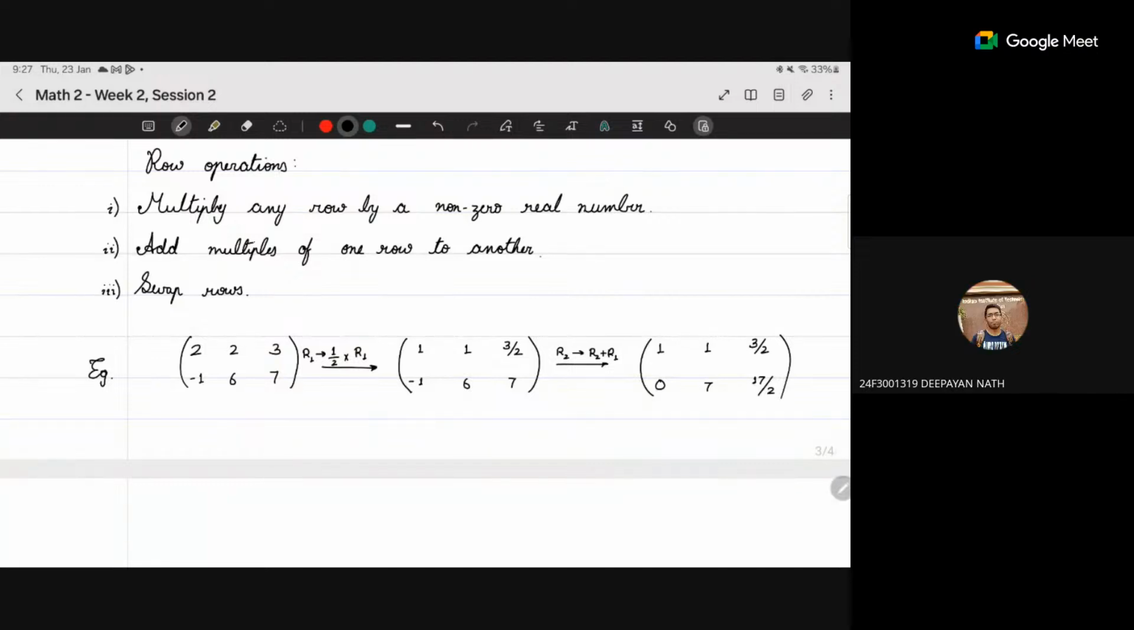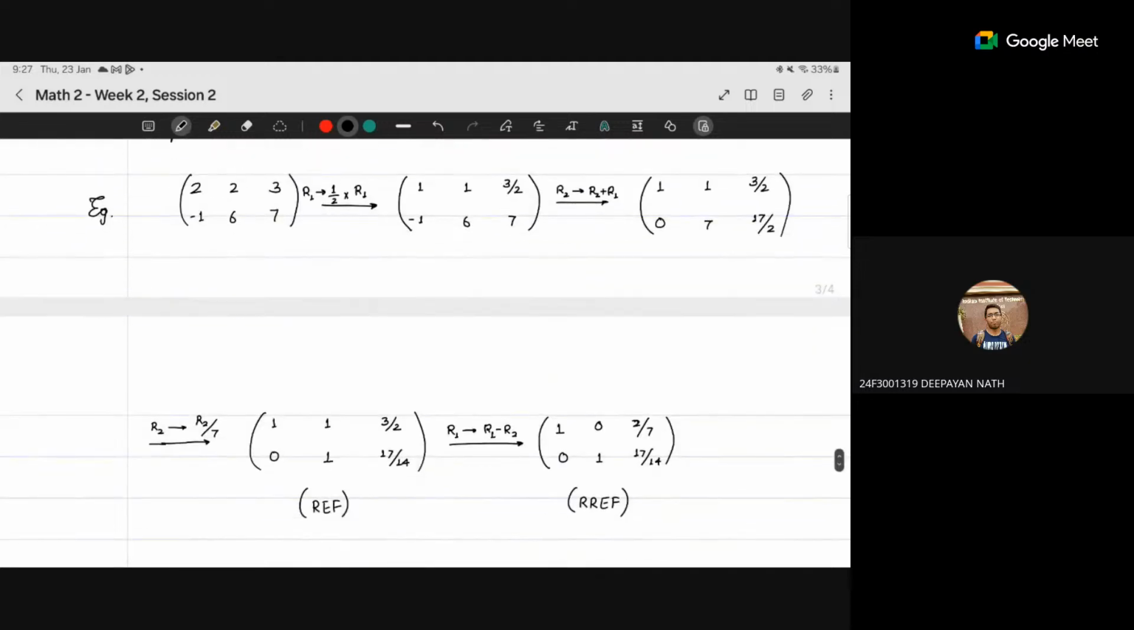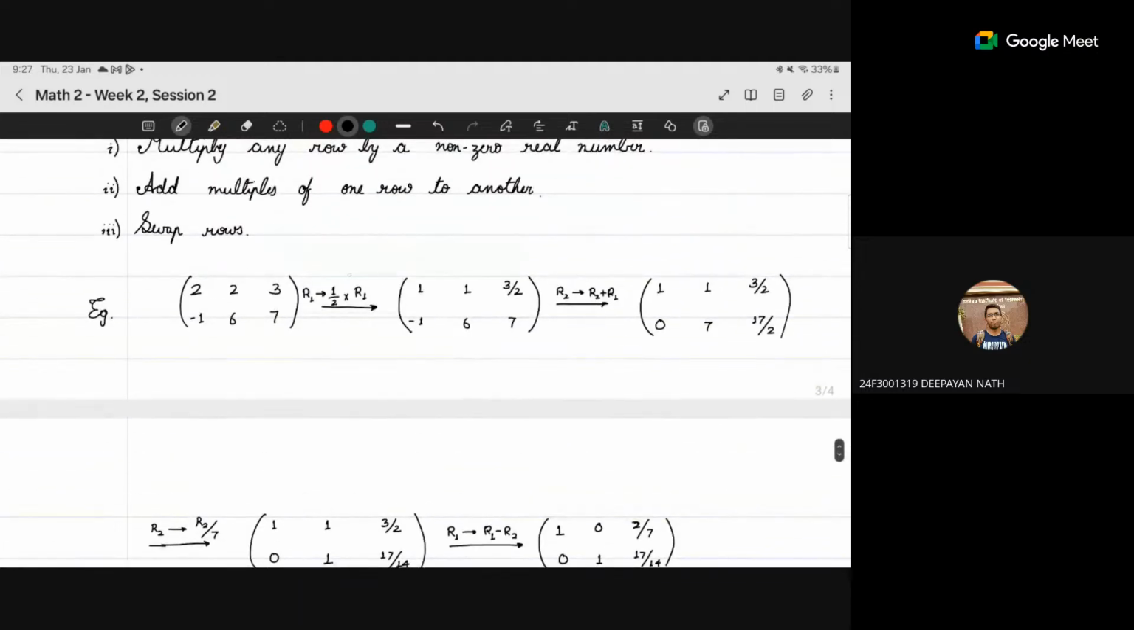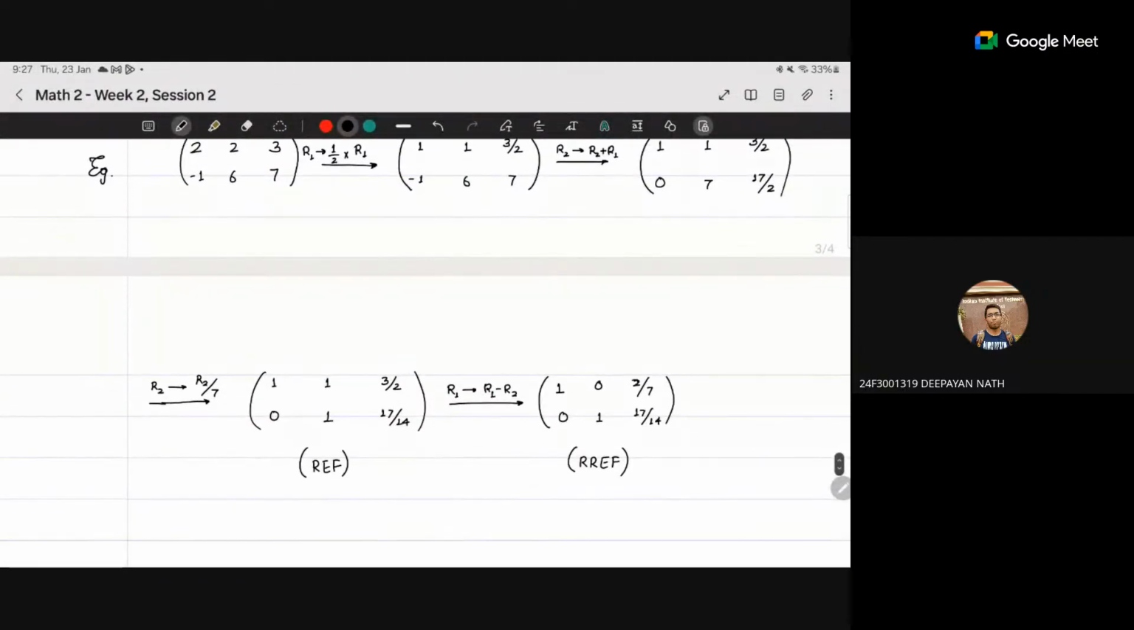Sir, when do I have to swap? Just one moment. You have to swap rows when, suppose you get a 0 row and that has to be at the bottom, correct? Or let's take an example to see where swap rows come in. Because here we have done multiplication of rows and adding one row to another. We have done it to get to REF and RREF.